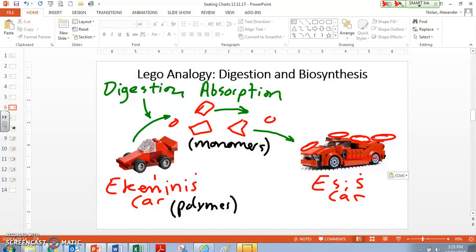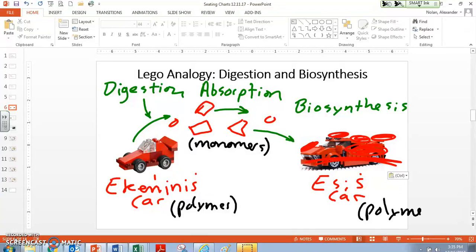She added the spoiler and she added a part of the chassis. So she's adding these pieces to her car. So in adding those pieces to her car, that is really the process of biosynthesis. So really, when you think about it, her car is another example of a polymer, because she's building a large piece out of the smaller pieces that she stole from Achaemenes' car.